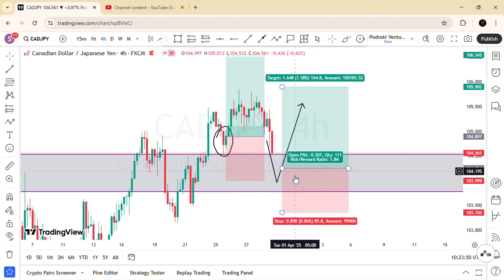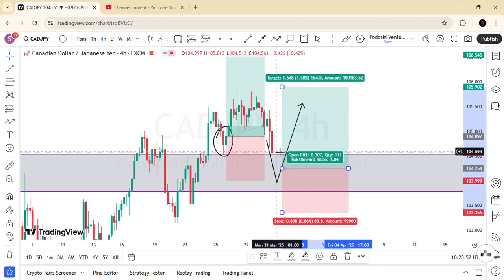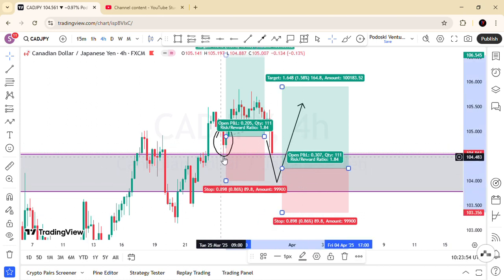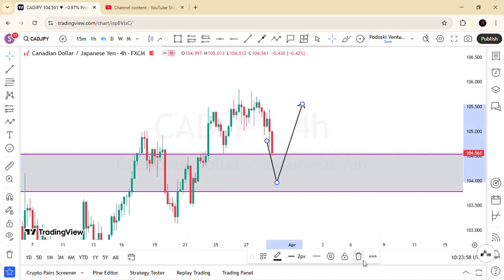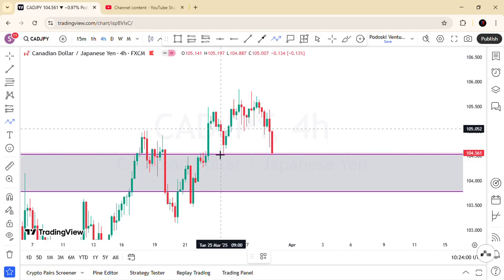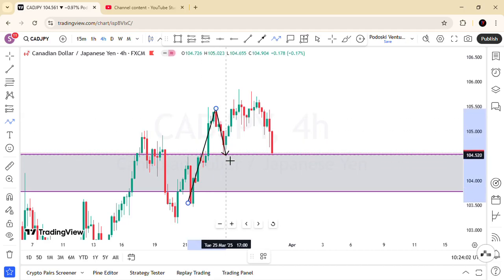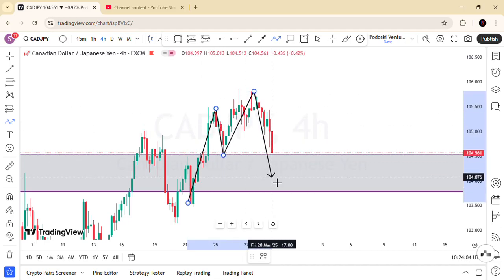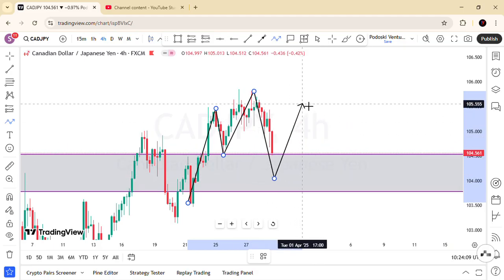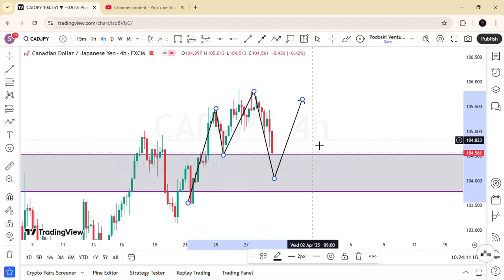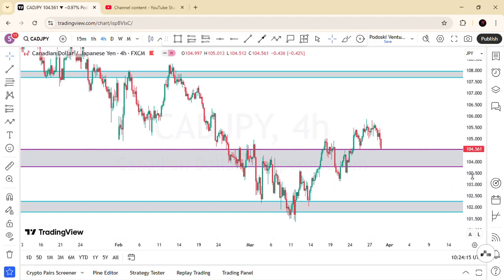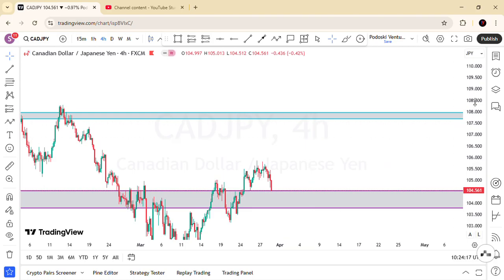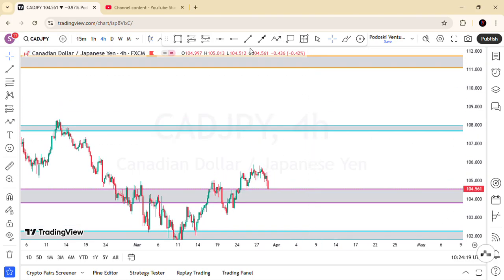I'm expecting this. So right now, price has gone up and dropped into the zone again. First it went up, dropped, went up. So I'm expecting price to tap into the zone, maybe all the way here, before it goes up. This is what I'm expecting price to do.